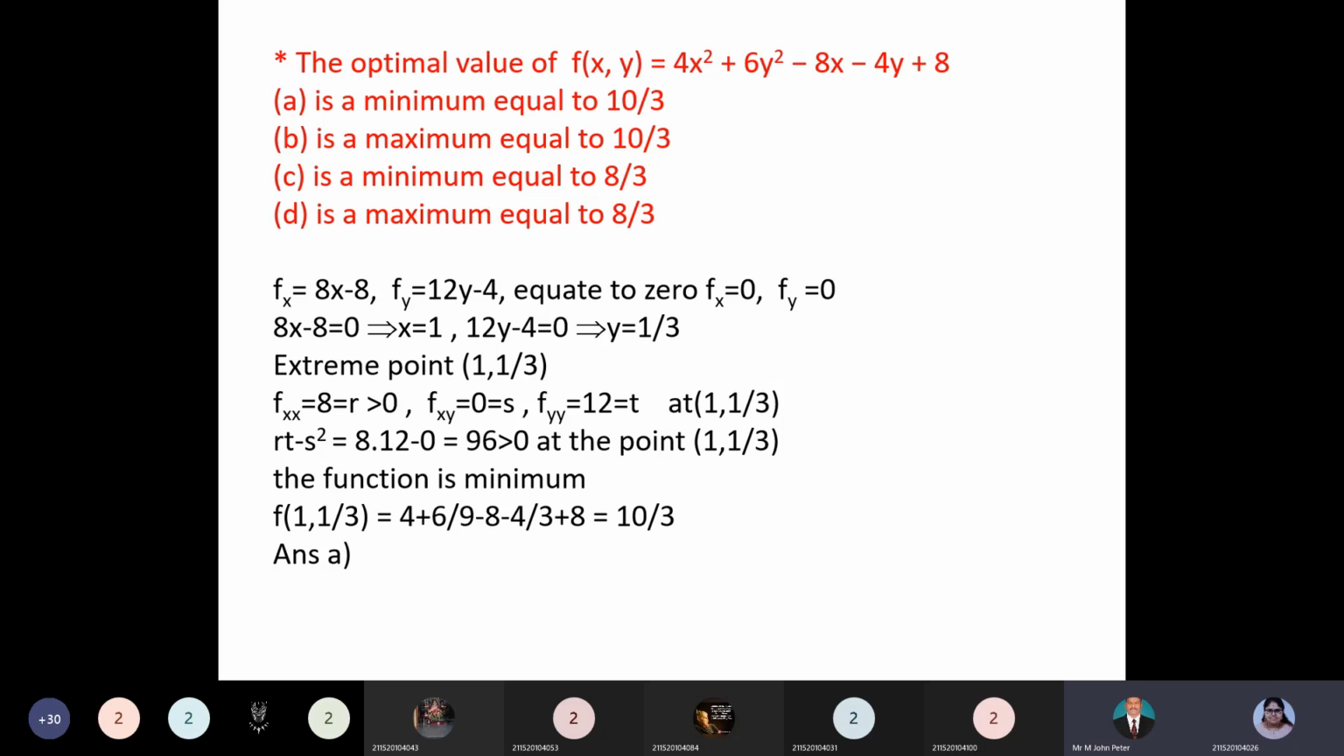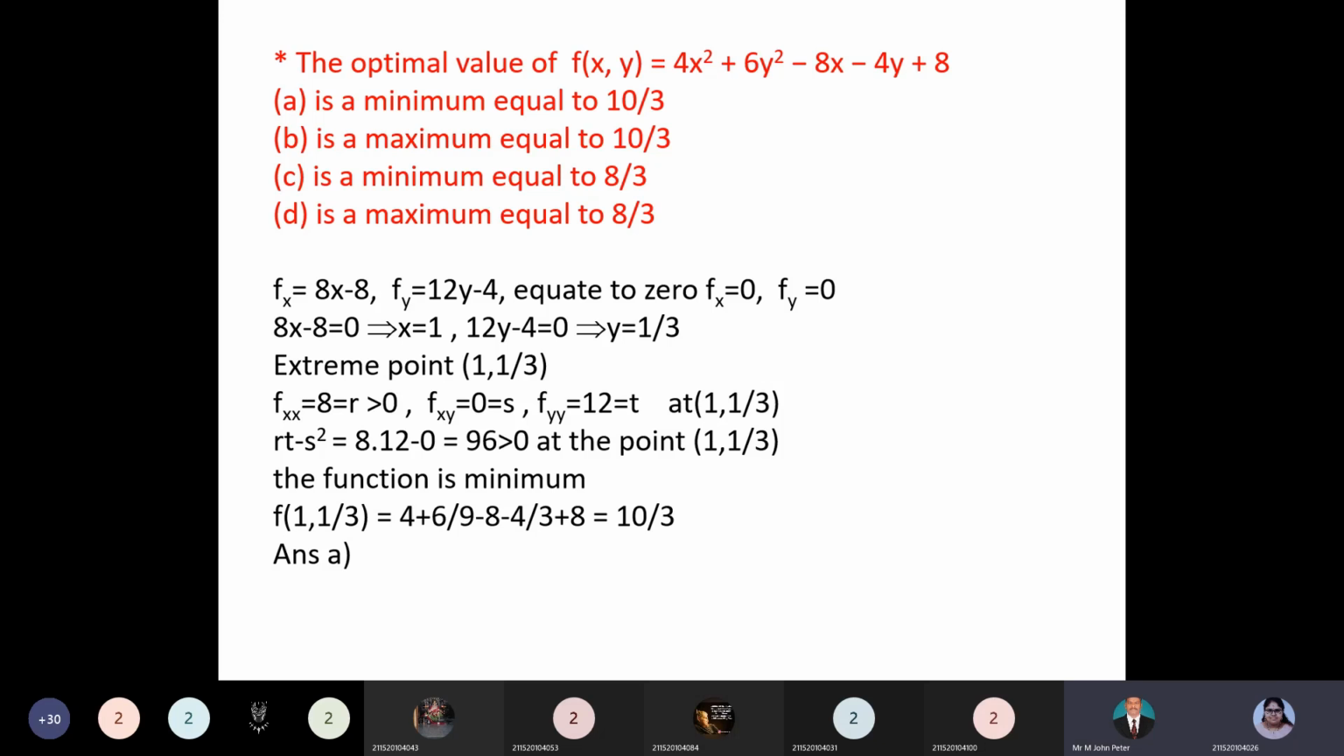There is no substitution. We are getting only one extreme point for this function: (1, 1/3). Next, at which point does it take a maximum value? These cases consist of three cases. We have to identify the second derivatives. If rt minus s² is greater than 0, that is a minimum. If rt minus s² is less than 0, that is a maximum. If rt minus s² equals 0, that is a saddle point.